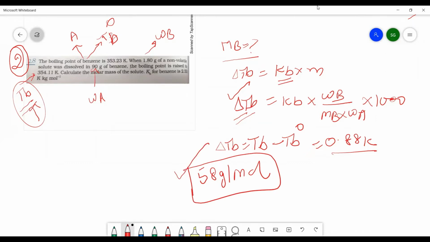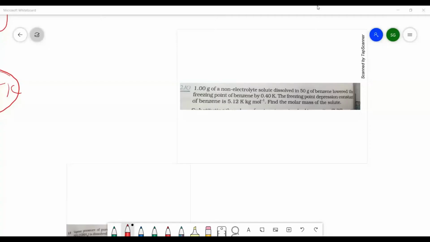Now we will see the numerical third. In this numerical, we have 1 gram of non-electrolyte solute. That means it is WB. 1 gram of non-electrolyte solute dissolved in 50 gram of benzene. That means it is WA. It lowers the freezing point of the benzene. What is given? It is the lowering, the depression in freezing point, that is delta TF. Delta TF is given to you. So first of all, we have to find out the data: what is given in the question?